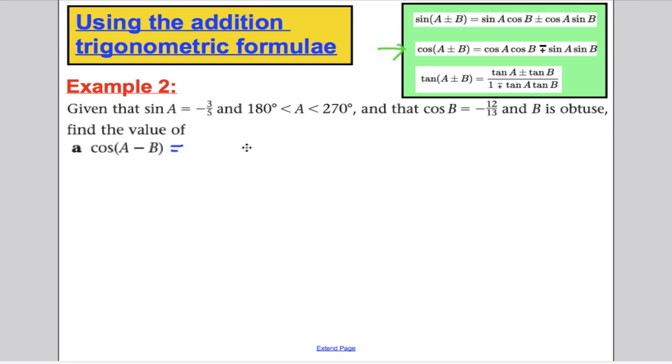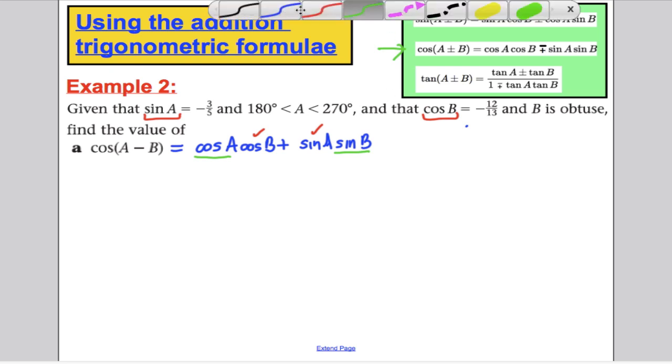We know that cos A subtract B using our double angle formulae is going to be equal to cos A cos B, and we're subtracting, so it's going to be plus here sine A sine B. Okay? Right. Now, we are told sine A. We've got this here. We are told cos B. We've got this here. What we don't know is the value of cos A and we don't know the value of sine B. So we need to find them before we can substitute all the values in and work out an answer for cos A subtract B.